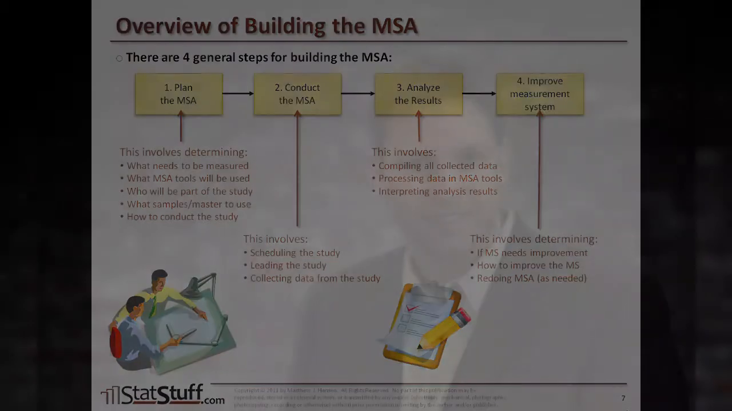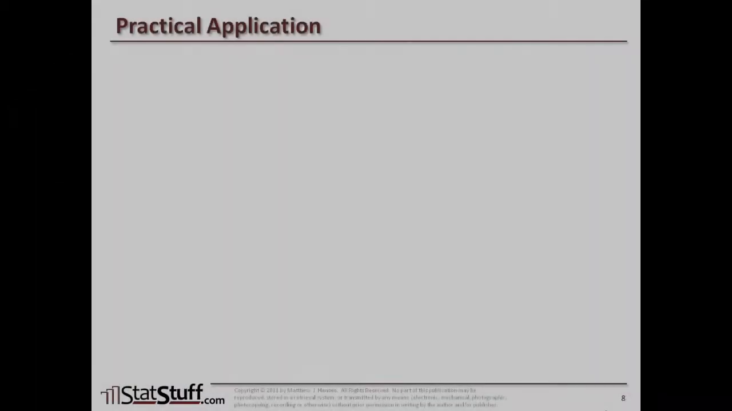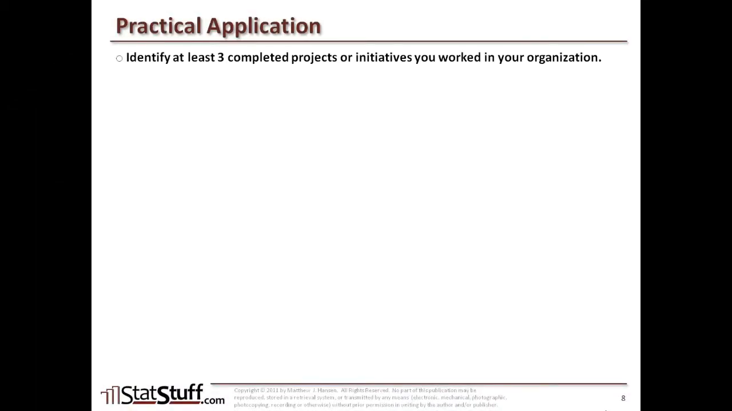All right, before we close this lesson, let's discuss how we can apply some of these concepts in a practical way. I'd like you to think of at least 3 projects or initiatives that you worked on in your organization in the past. And for each of those, I want you to ask yourself a few questions. First of all, at any point, was there any data or critical information that was accused of being unreliable within any one of those projects?